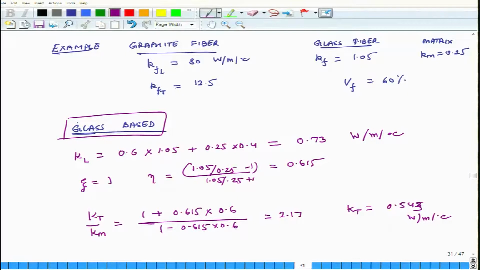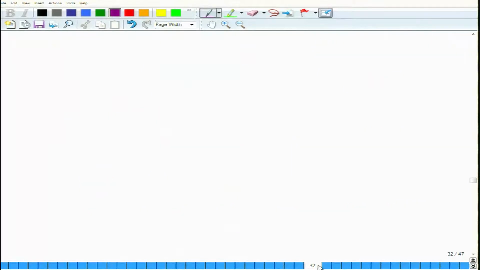And next we look at the graphite based system, graphite epoxy system. So, KL is straightforward, KL is equal to 0.6 into 80 plus 0.4 into 0.25. So, that gives me 48.1.